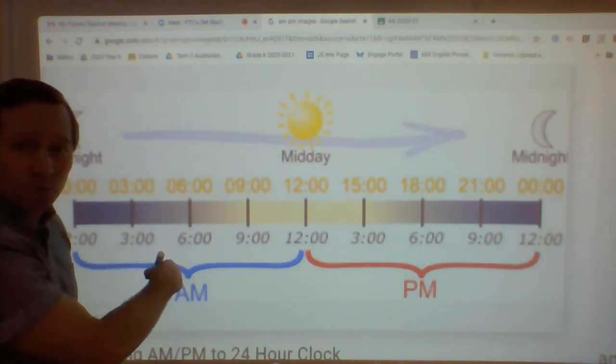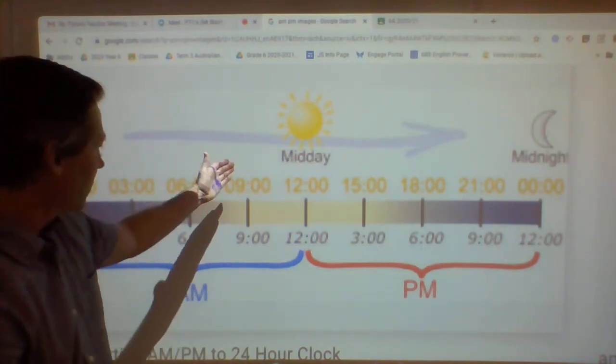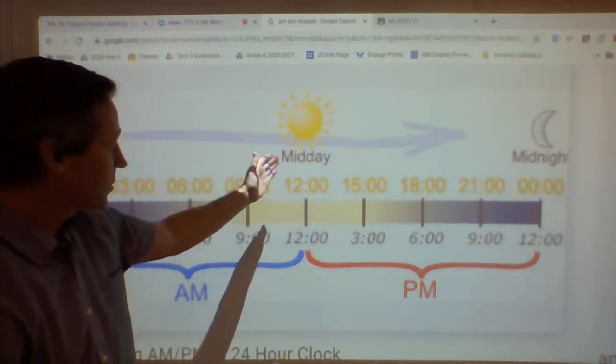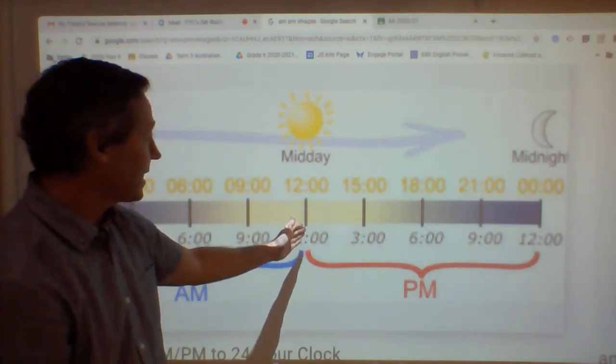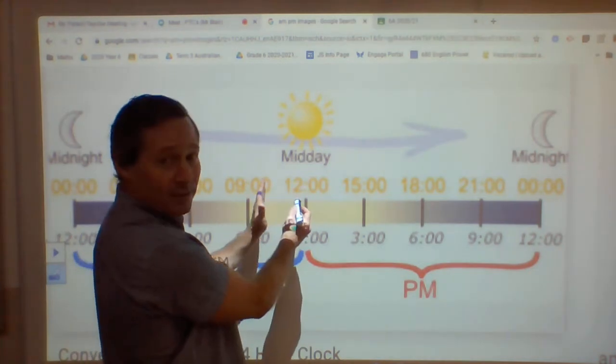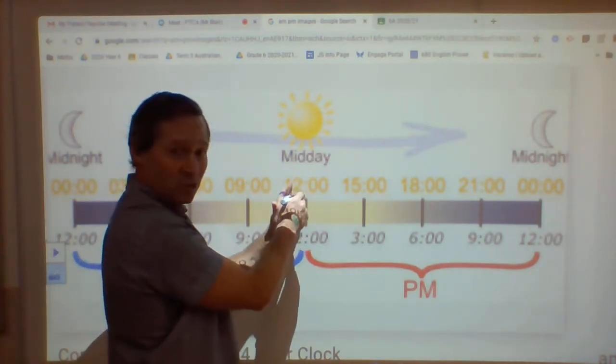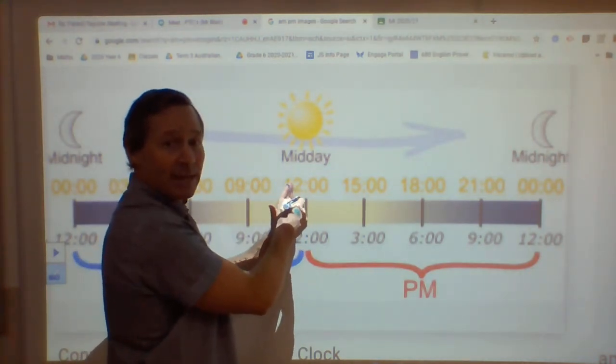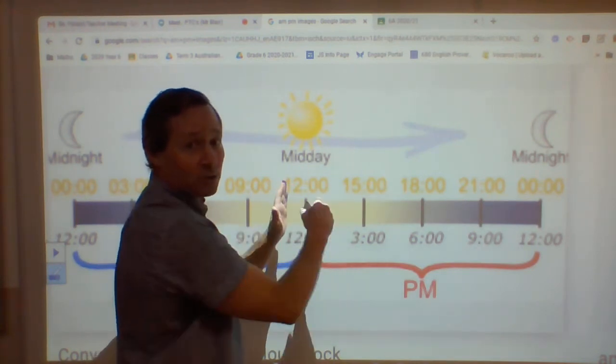So 6 AM would be 6. 9 AM would be 9. 12 in the middle of the day, or midday, anything before that, we're talking AM. As soon as it hits this 12, now we're looking at PM. So the next 12 hours, we're talking PM.